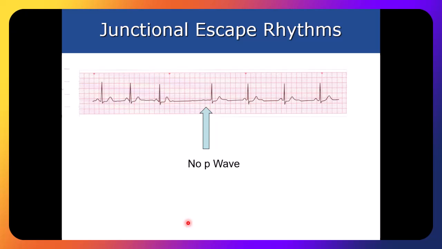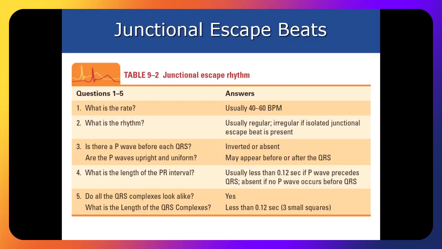Something is happening that the SA node or the AV node has not fired. And now the AV node goes, I guess I'm going to have to do something. I've got to throw something out there or Bill's going to pass out. So we throw out a junctional impulse. How do we know that it's a junctional impulse? I'm glad you asked.